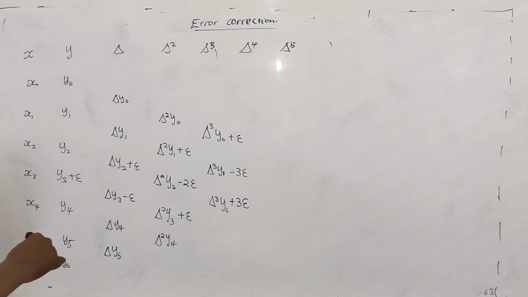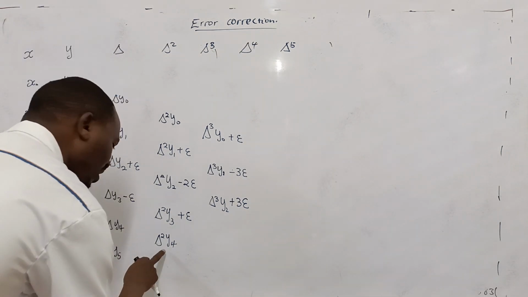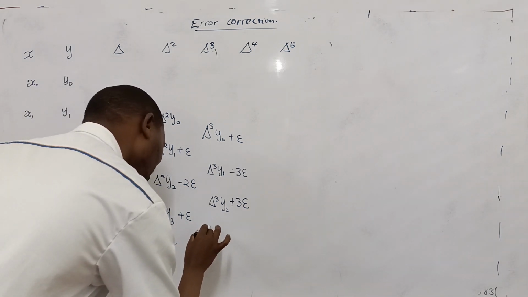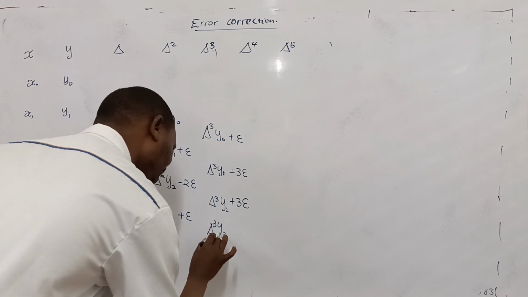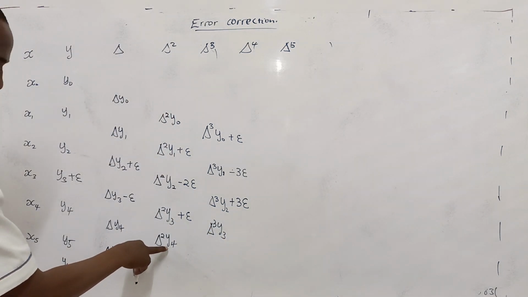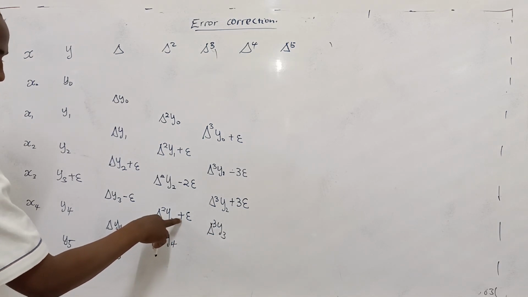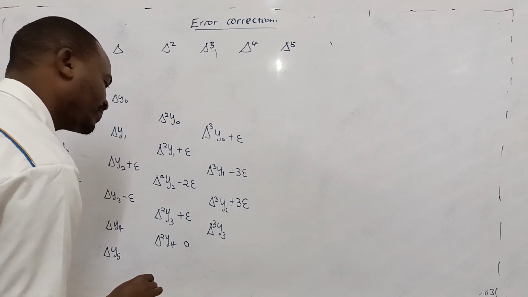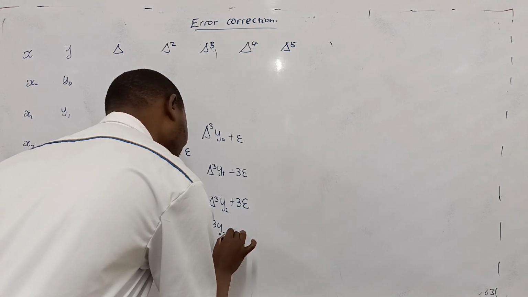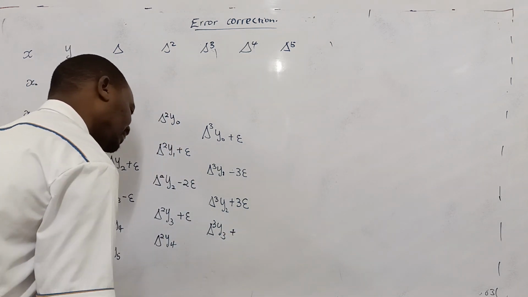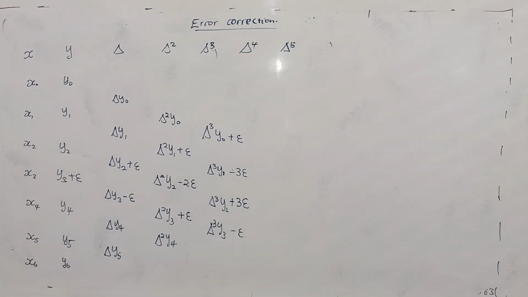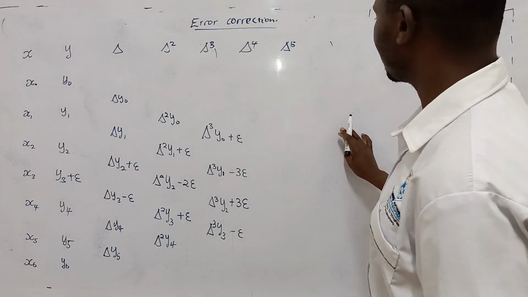And then, if you take the second forward difference of y4 minus the second forward difference of y3, this one would give us the third difference of y3. But this value minus this value, so there is a minus error here. Like here, zero, the error is zero, zero minus a positive error is a minus error. So there is a minus error. So you can see the effect of propagation of the error. The error is propagating in this manner.